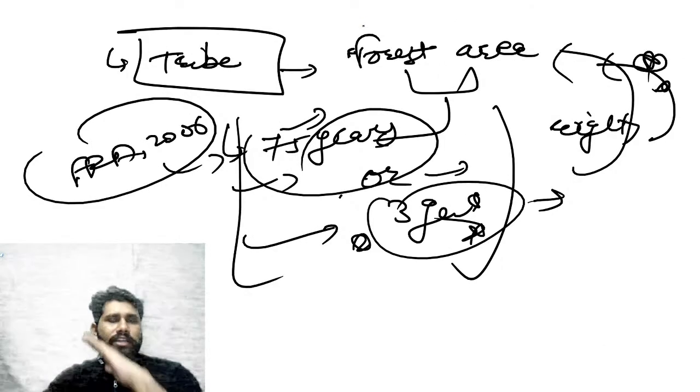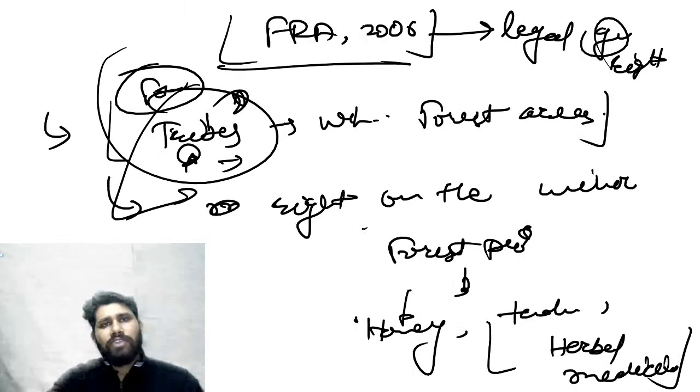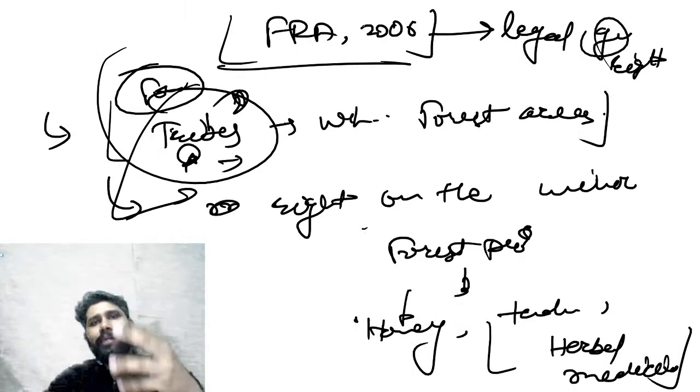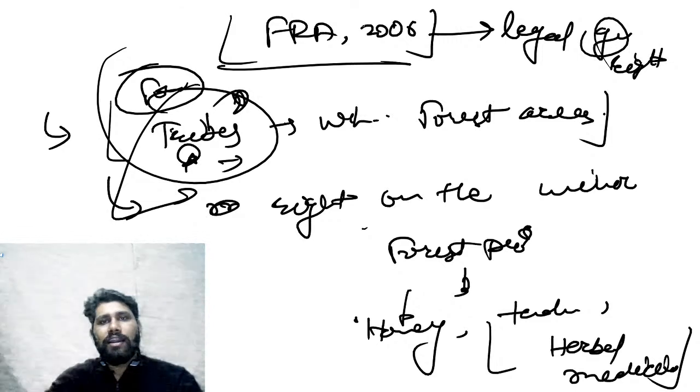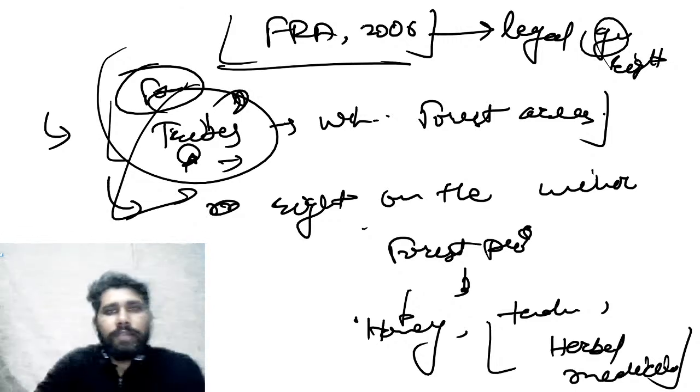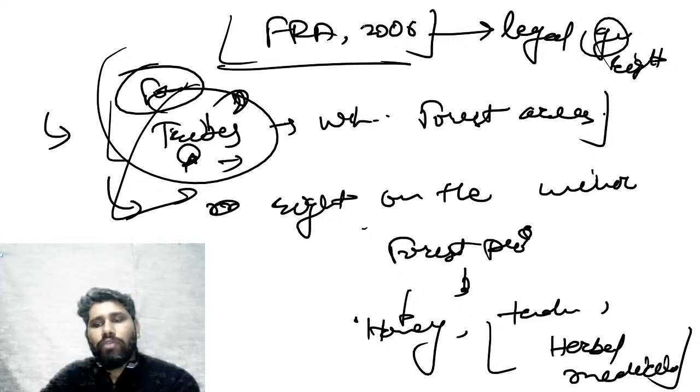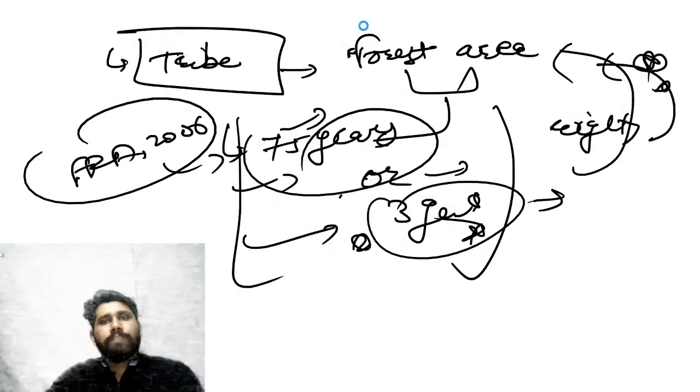So I discussed each and everything in this regard: what the Forest Rights Act is, which communities can claim the land rights belonging to the forest areas, as well as on which products they have exclusive rights, right?